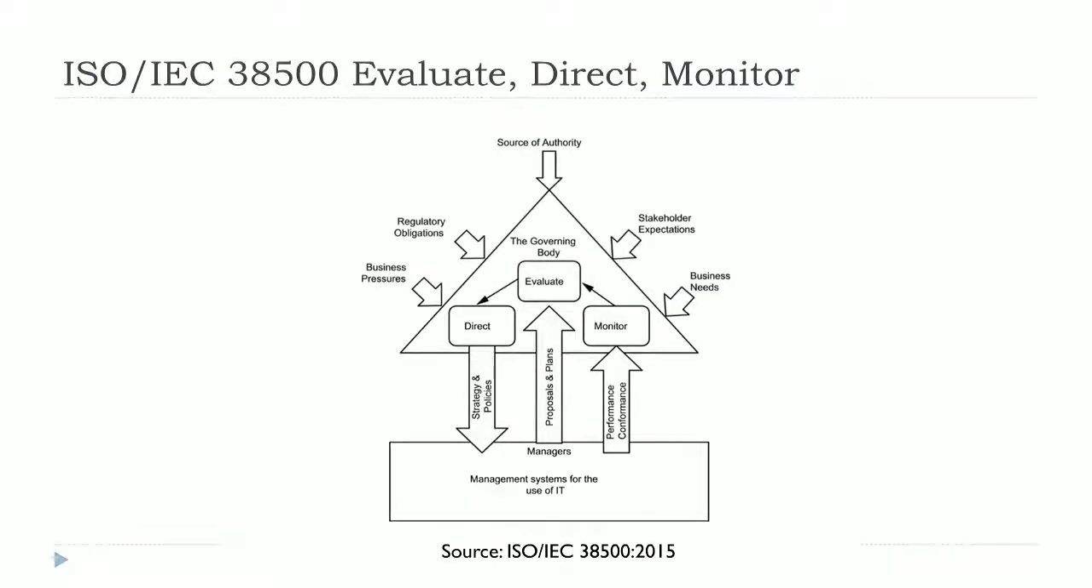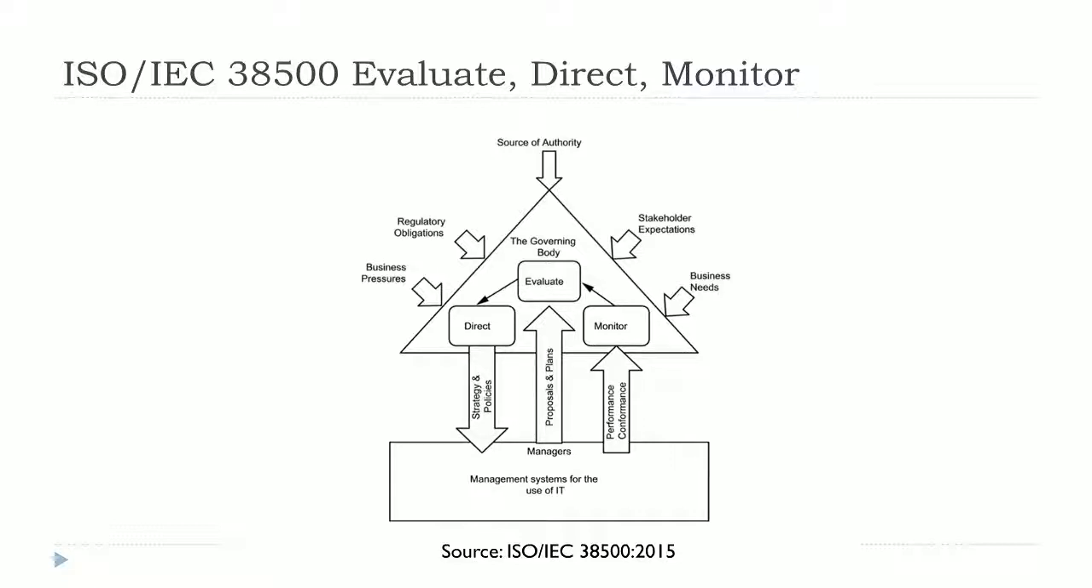Now, to say a little bit more about the contents of 38500, it really revolves around 3 main activities. It's about evaluating the use of IT in an organization, and based on that evaluation, providing direction to the organization in the form of strategy and policies and the likes. Once that has been done, then it is about monitoring how far the organization actually complies with the direction given. Now, these governance activities, these 3 that you see in the triangle in the picture, interact with the management layer. The management layer consists of, for instance, a service management system, the operational processes, or you can say in general the practical implementation of the policy and strategy given by the governing body.